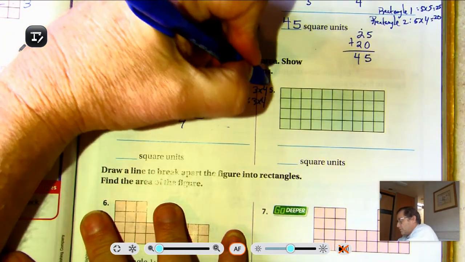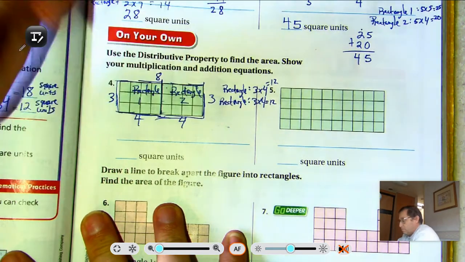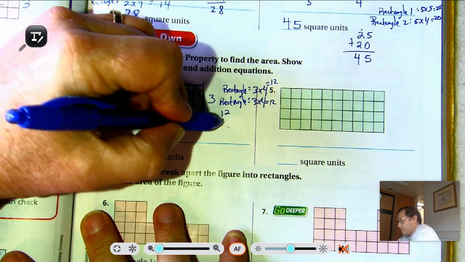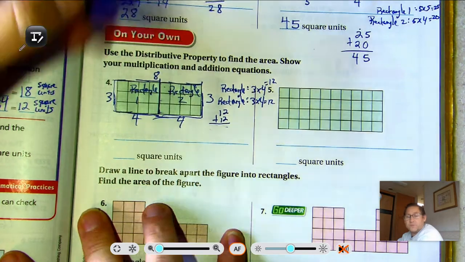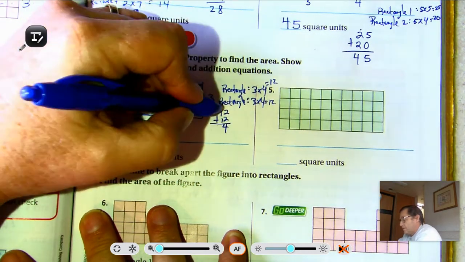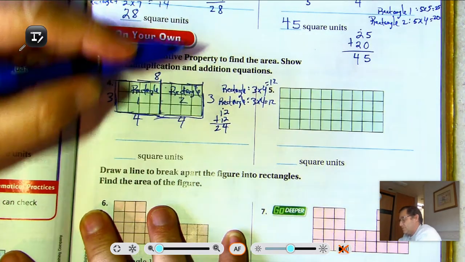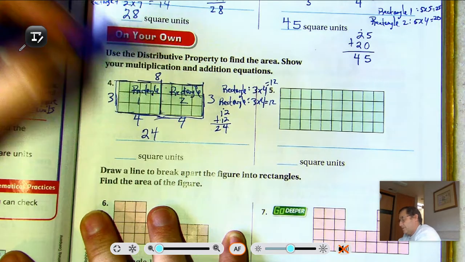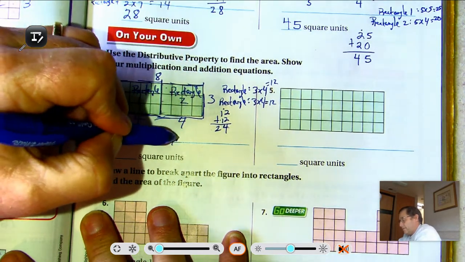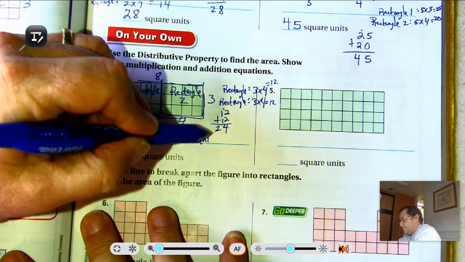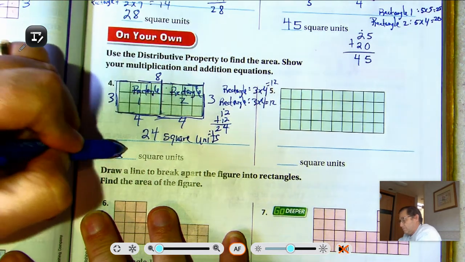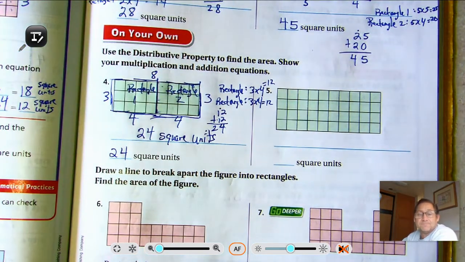So 3 times 4 is 12. So 12 plus 12. 2 plus 2 is 4. 10 plus 10 is 20. So 24 square units. Oh, they gave me the answer right there. Okay.